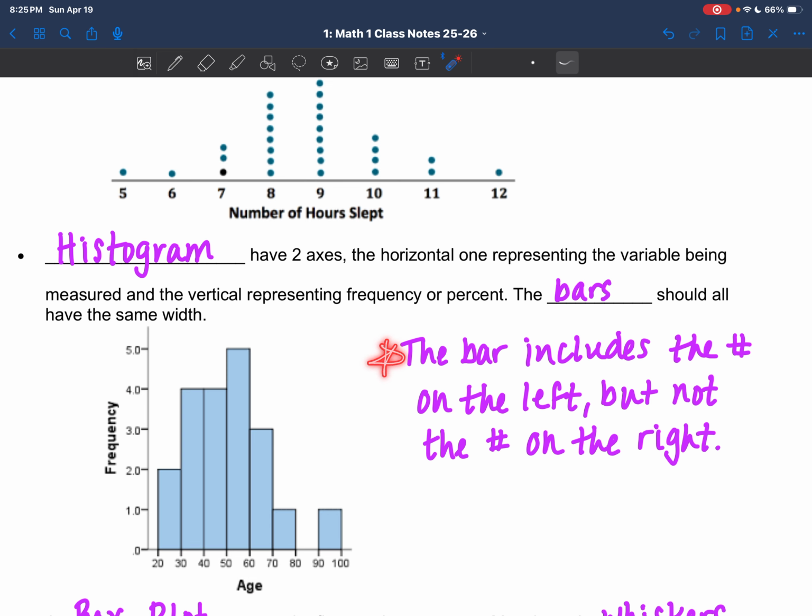And then this is important too. The bar includes the number on the left, but not the number on the right. So this portion all goes with 20. This portion all goes with 30. So just be careful when you're reading that. And then the frequency is how often it happens. That's here. All right, and age is across the x-axis, or this horizontal.